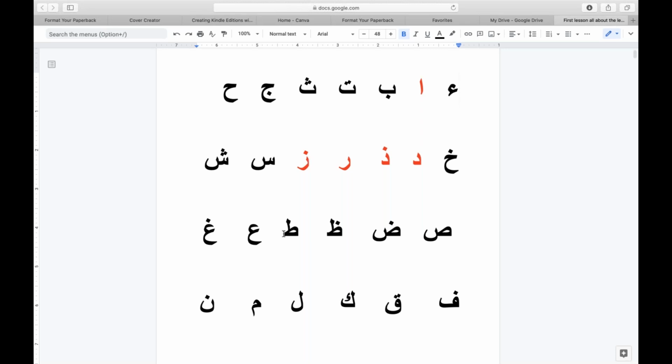T, ta. Then here we have the letter Ain. This is, I found again, a very hard letter for students, but with practice everything is going to be extremely easy and doable. Okay, just don't think it's hard. Ain is created in the top of your throat. Almost no air is going there. Ain, ain.